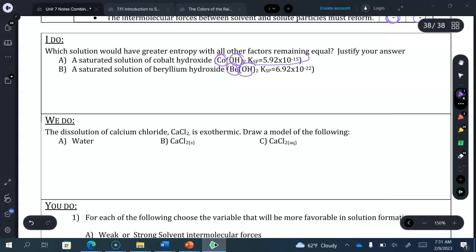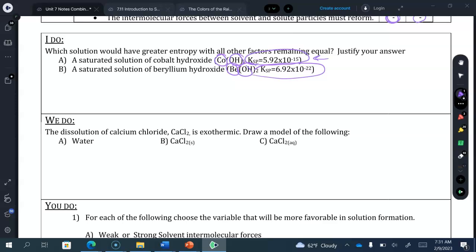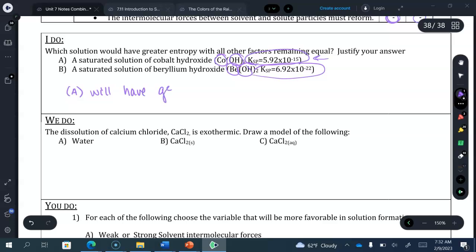So now we're going to look at their solubility products. Well, we see that A is technically more soluble. It has a higher Ksp value. Negative 15 is bigger than negative 22. So since the Ksp for our cobalt hydroxide solution is bigger, A will have greater entropy because it is more soluble.